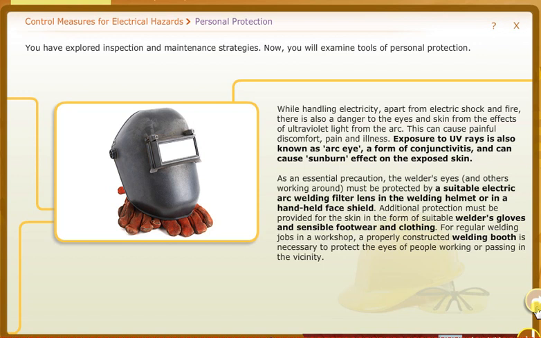As an essential precaution, the welder's eyes and others working around must be protected by a suitable electric arc welding filter lens in the welding helmet or in a handheld face shield. Additional protection must be provided for the skin in the form of suitable welder's gloves and sensible footwear and clothing. For regular welding jobs in a workshop, a properly constructed welding booth is necessary to protect the eyes of people working or passing in the vicinity.